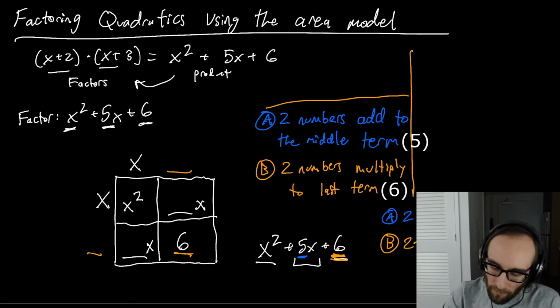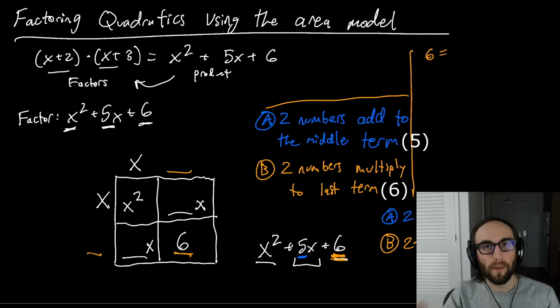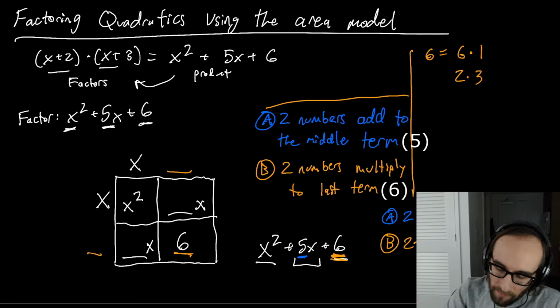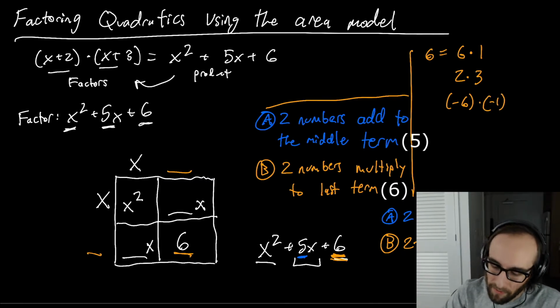we know that the two numbers multiply to 6. So what I'm going to do is take a look at 6 and find all of the factors of 6. We know 6 is equal to 6 times 1. 6 is also equal to 2 times 3. And here it's actually important, we'll see in a bit, we also want to include negative factors too. Negative 6 times negative 1, because a negative times a negative gives us a positive. Negative 2 times negative 3.